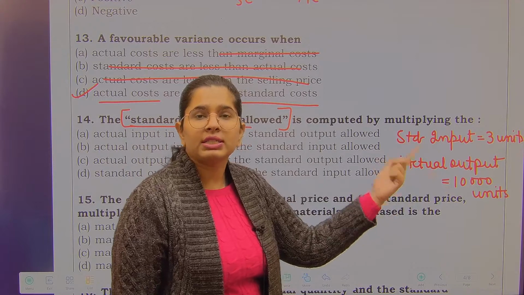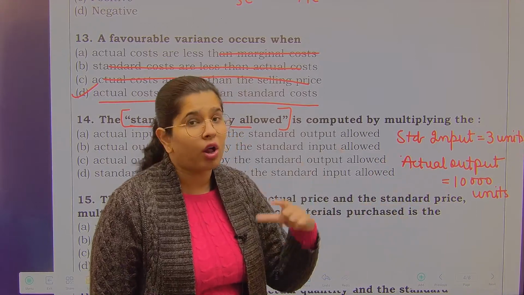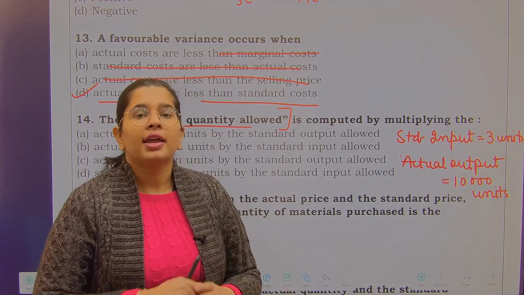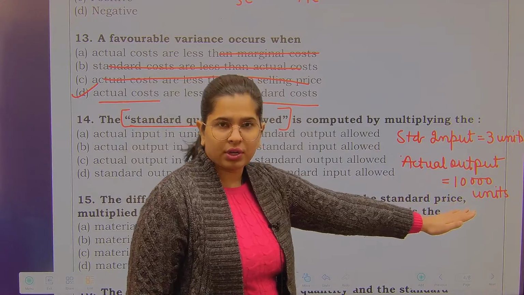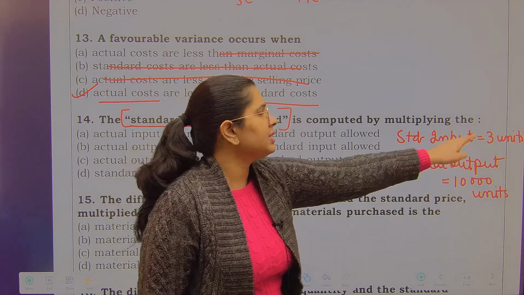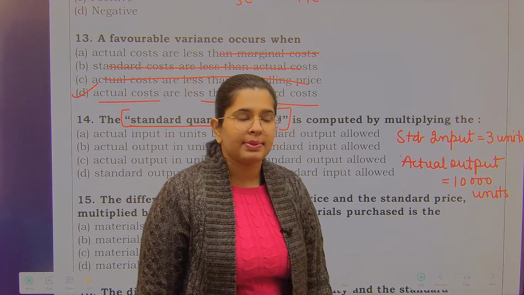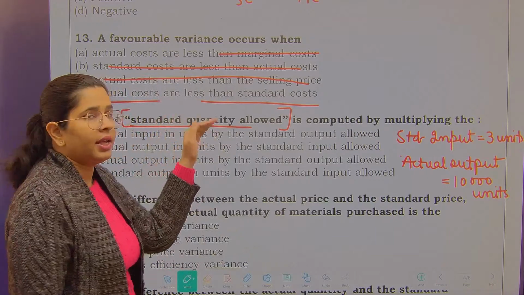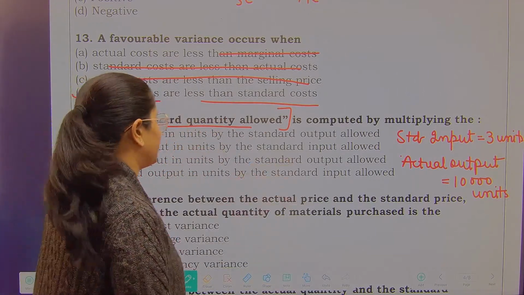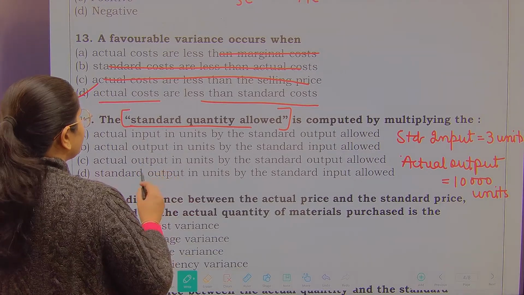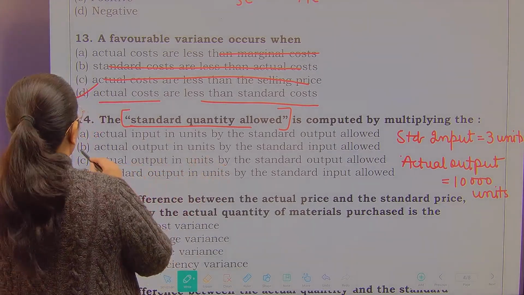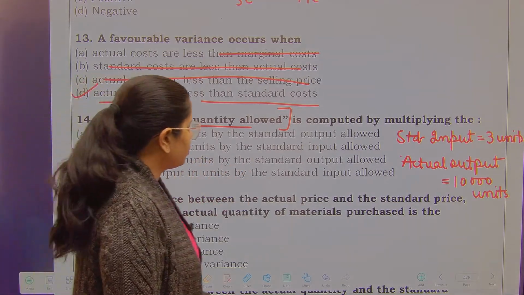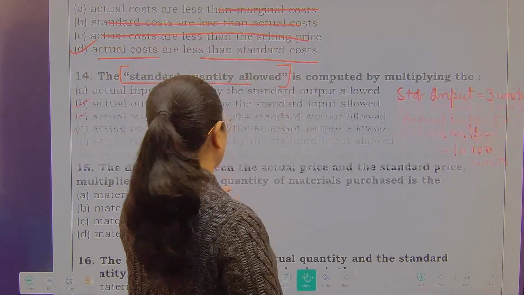Standard quantity allowed. What is the standard quantity of input allowed? They are talking about input, right? In order to achieve 10,000 units of actual output, what is the standard input allowed? So I will multiply 10,000 with 3. That means standard quantity allowed is 30,000 units, right? So the correct answer is actual output in units multiplied by the standard input allowed.